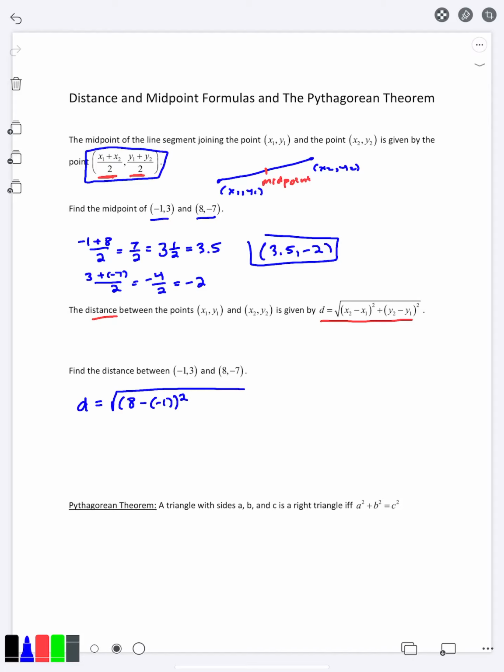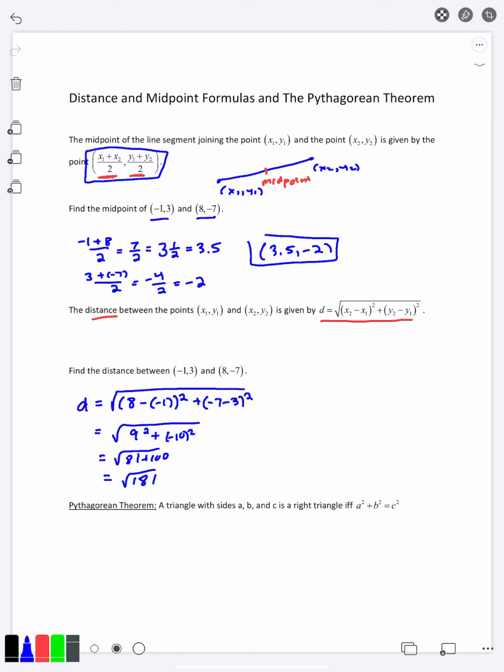Be careful with our signs here. I'm going to square that answer, plus my second y minus the first y, squared. And let's see here, 8 minus -1 is 8 plus 1, which is 9, squared. And let's see, -7 minus 3 is -10. And then we're squaring that. That's going to be 81 plus 100. That's going to be the square root of 181.